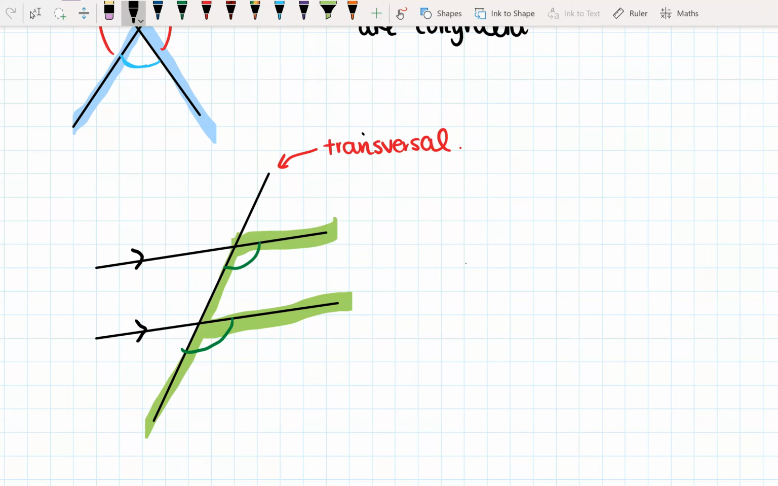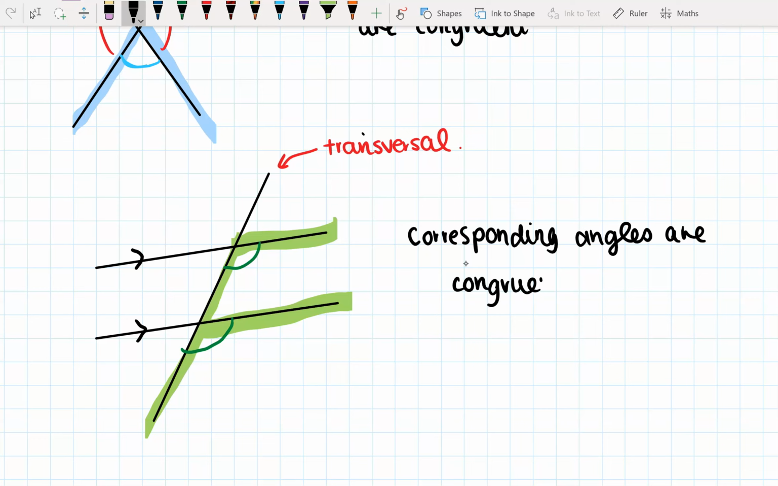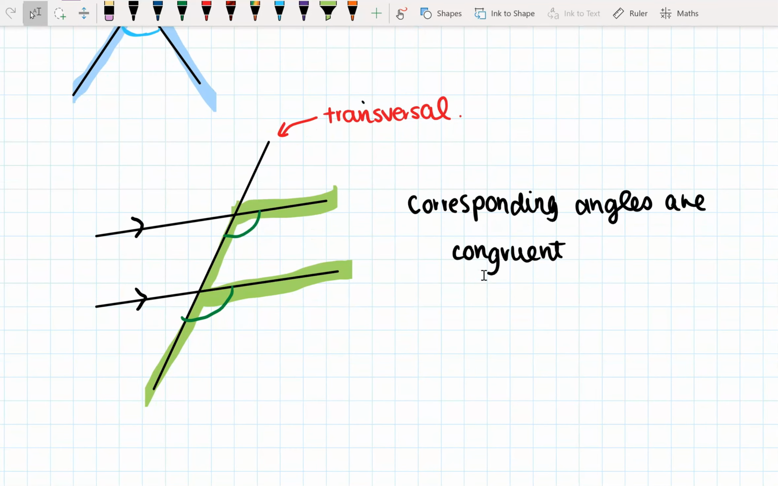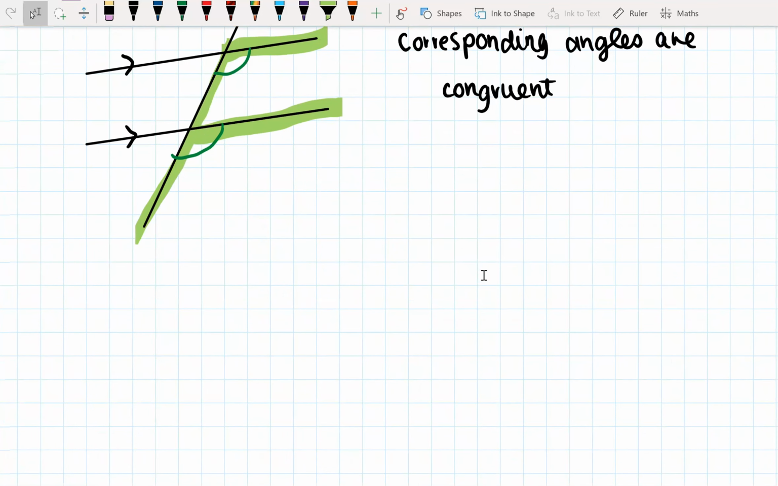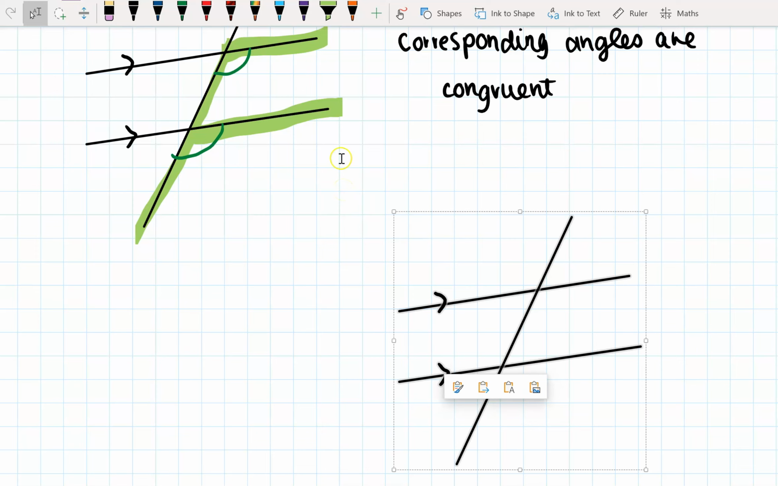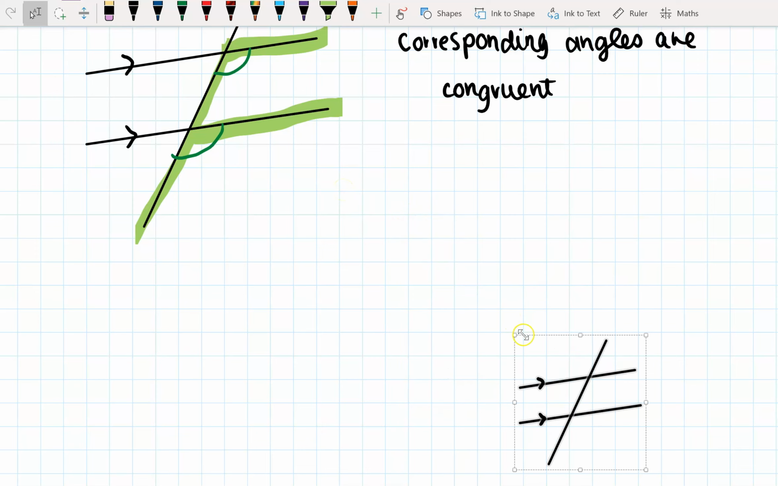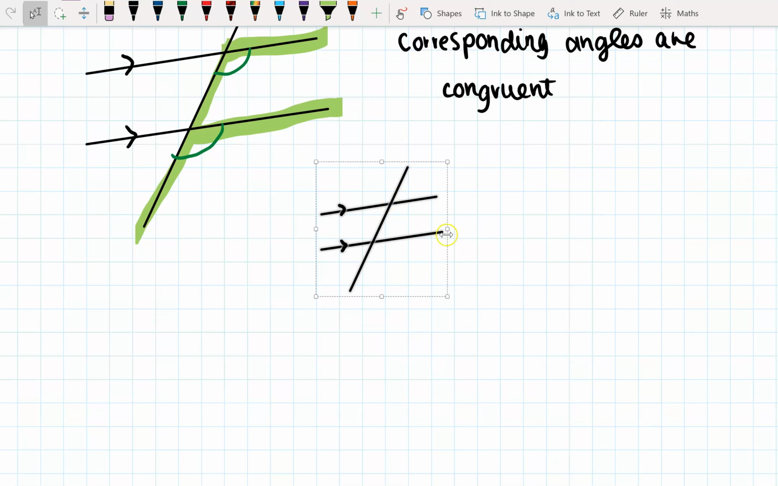We use the word corresponding to refer to these. Corresponding angles are congruent. Those two angles there are the same. Now, this F doesn't have to be in this particular orientation. We're going to do a couple of smaller versions of this just to show some different orientations that we can have.